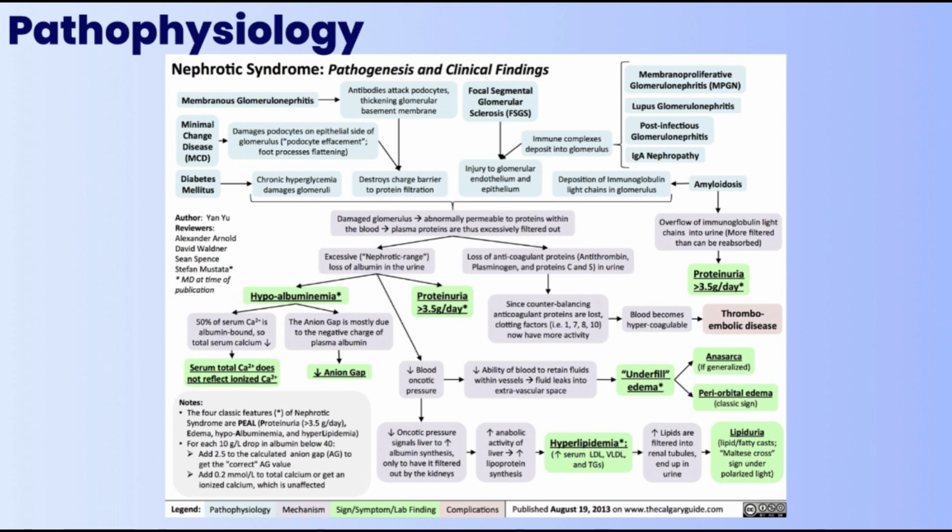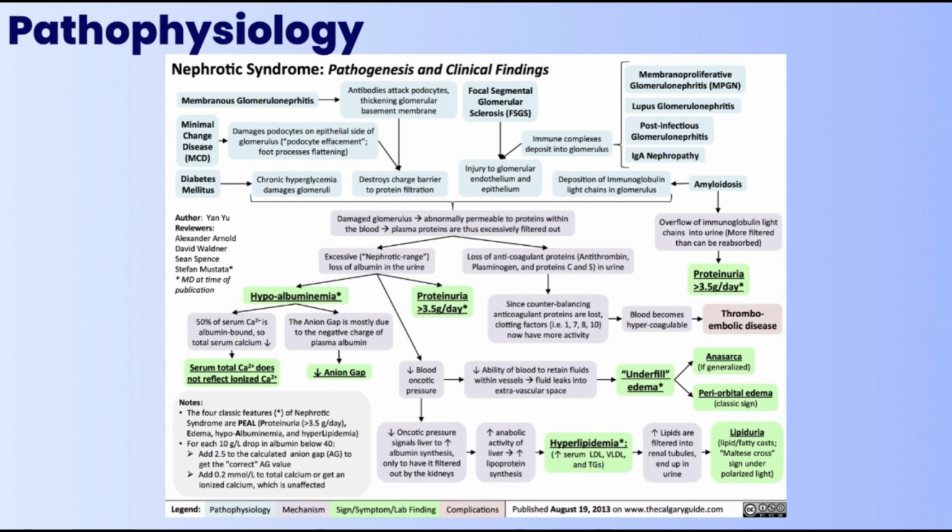The loss of albumin through the urine also reduces the oncotic pressure of the blood. This results in the blood having a reduced ability to retain fluids within the blood vessels. Fluid will then leak into the extravascular space, resulting in underfill edema. If this edema is generalized, or sa buong katawan, it is called anasarca. But sometimes this edema can only be located to the periorbital areas, which is a classic sign of nephrotic syndrome.